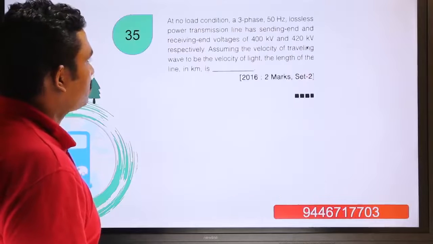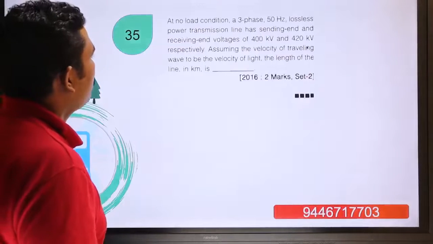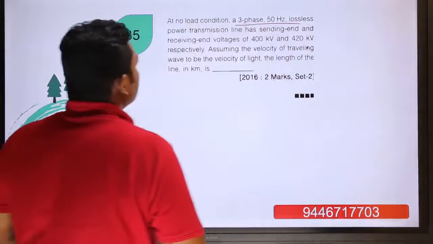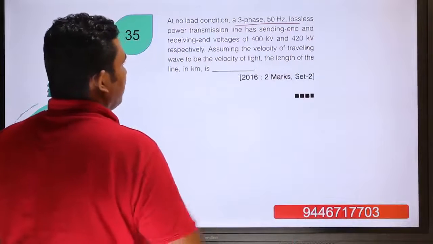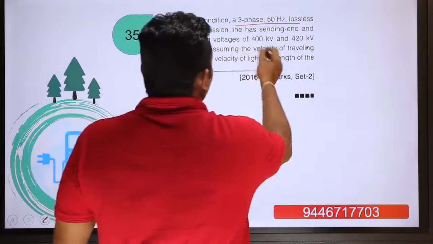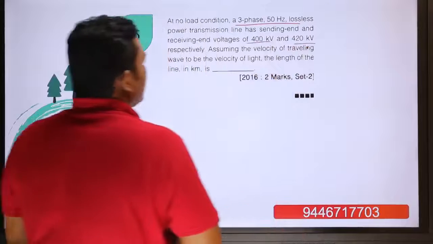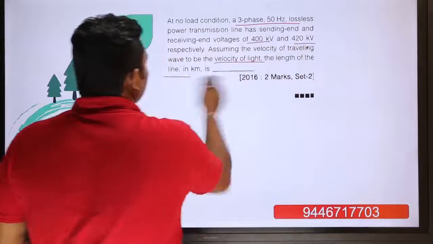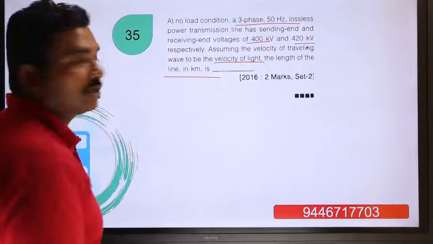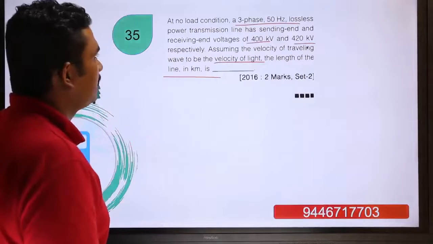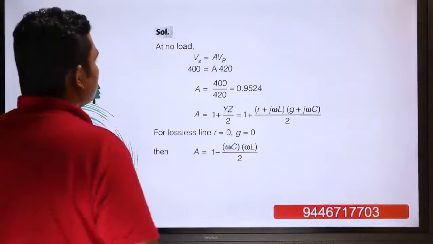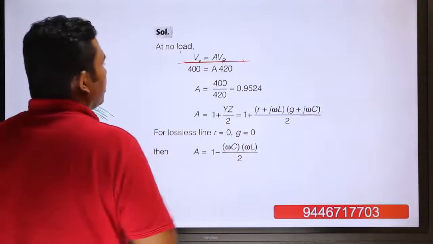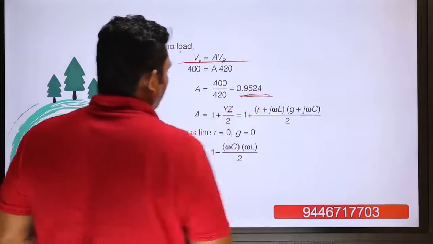Now moving into question number 35. At a no-load condition, a 3-phase 50 Hz lossless power transmission line have a sending end and receiving end voltages of this. Okay. Assuming the velocity of traveling wave to be the velocity of light, the length of the line is to be found out. So similar kind of a question we have already done in this chapter. So what is our equation? Our equation V of S is equal to A times VR. And from this we will be able to find out the value of A.